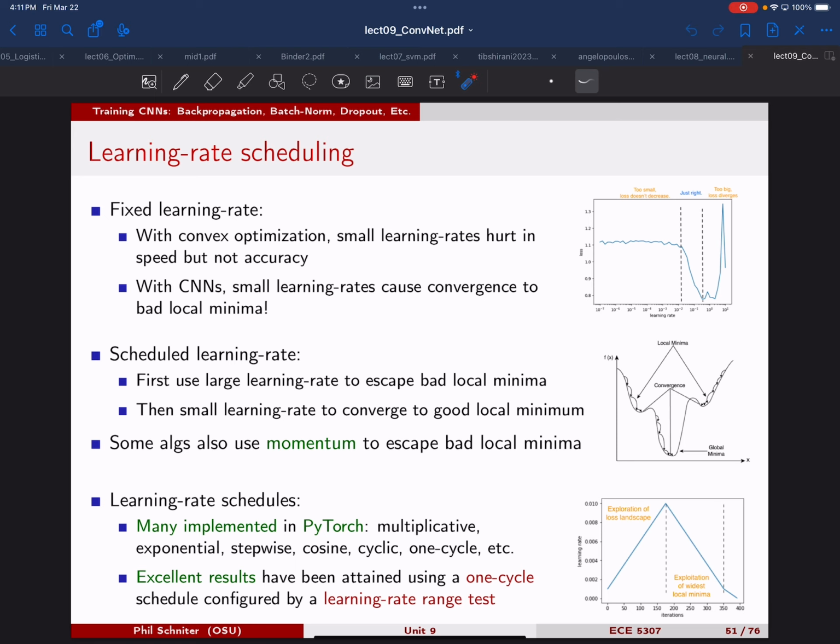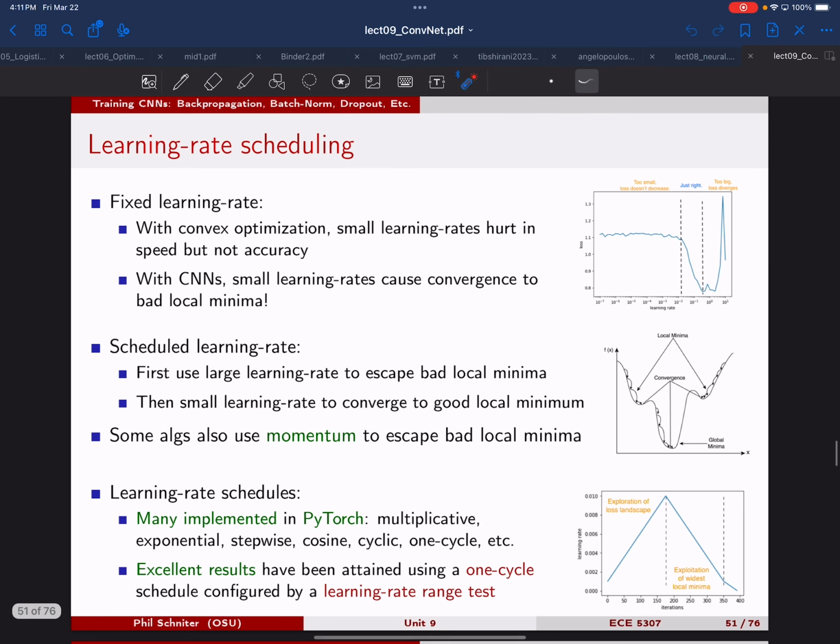Okay, so today we're going to talk about a whole bunch of different issues and tricks for training deep networks. We'll begin with learning rate scheduling. Just to review, when we talked about convex optimization, we saw that in that case you wanted a small learning rate. If your learning rate was small enough, you're guaranteed to converge to the global minima for convex, or more generally, a local minima.